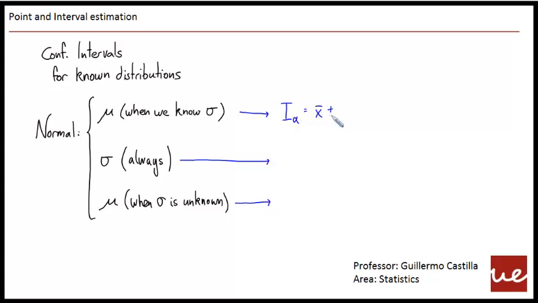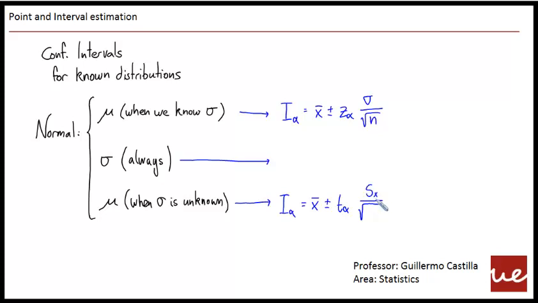So what we're going to do now is create an interval, I sub alpha. It's our confidence interval. And when we know sigma, the confidence interval for mu is x bar plus or minus z sub alpha times sigma divided by the root of n. So I have a 1 minus alpha % chance that my estimated mu is in that interval.